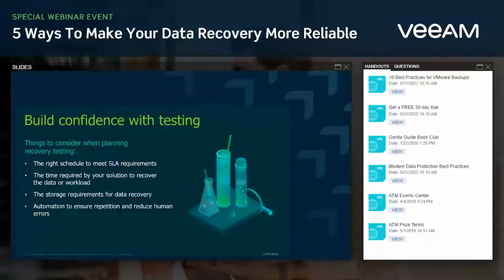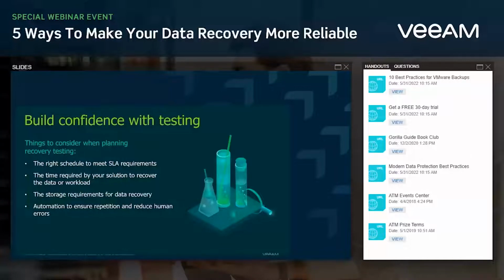All right, so testing, we touched on this before. The best testing that you can do is the testing that you actually perform, making sure that you do it. We understand that it's costly, right? It takes time, it takes storage, but it's truly the thing that's going to give you confidence when the time comes for recovery, right? So here are things to consider when planning your recovery testing strategy and schedule. First, figuring out the schedule to meet the SLA requirements that you have, right? Tighter SLA requirements are going to require a more frequent testing schedule, for example.